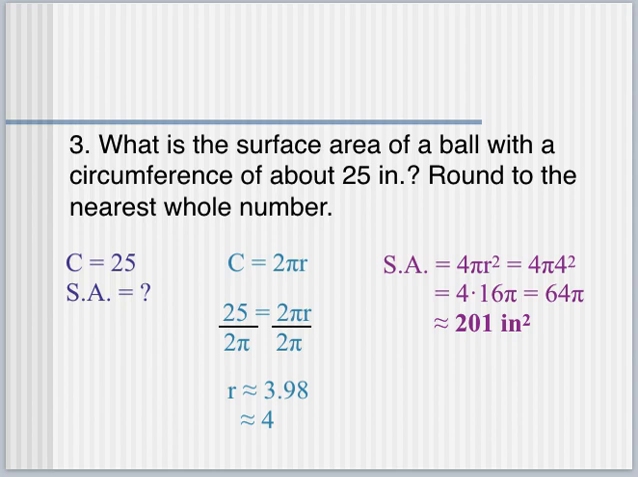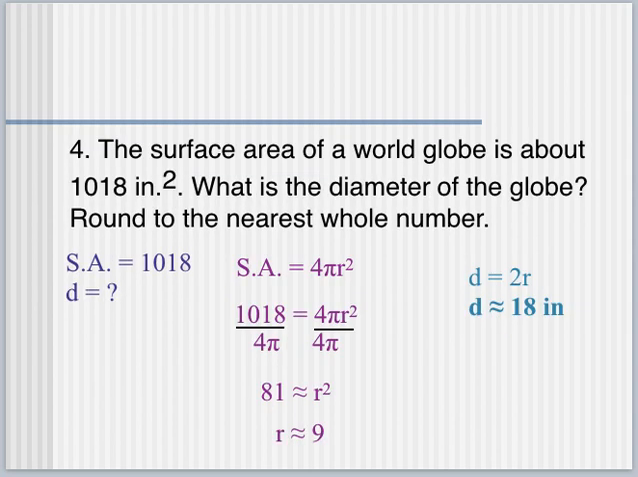Pause here and try question 4 on your own. Go ahead and check your answer. So here they're telling you the surface area this time and asking for diameter. You plug in 1018 for the surface area side of your surface area formula, and you get r squared by itself by dividing both sides by 4 pi. To cancel out the square, you square root both sides of your equation, and you get something fairly close to 9 units long for your radius.